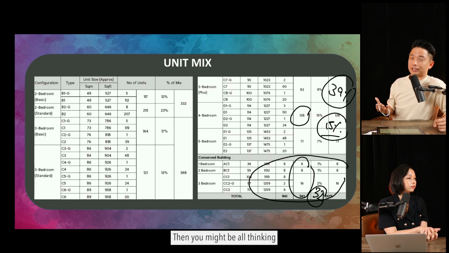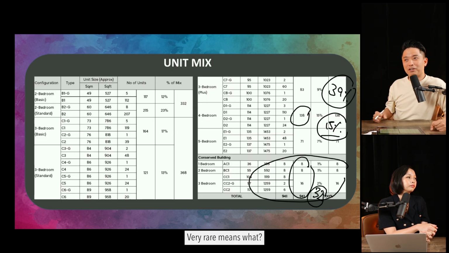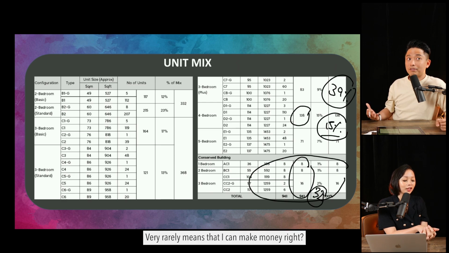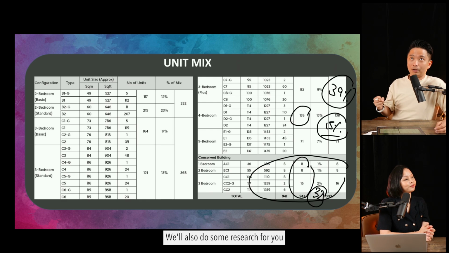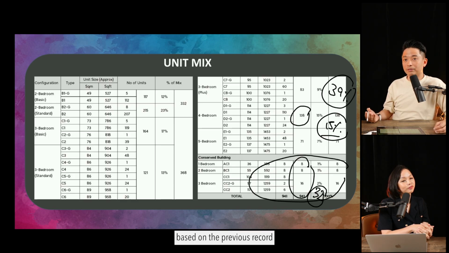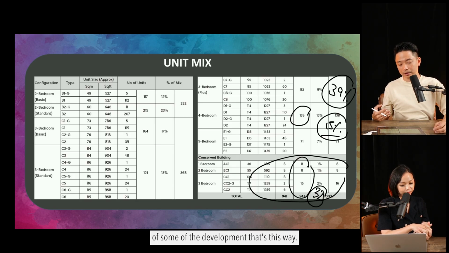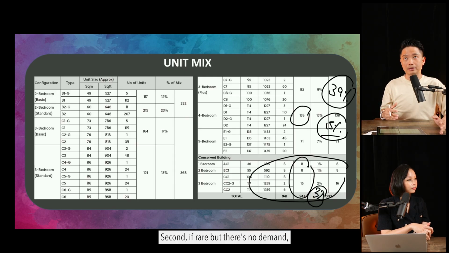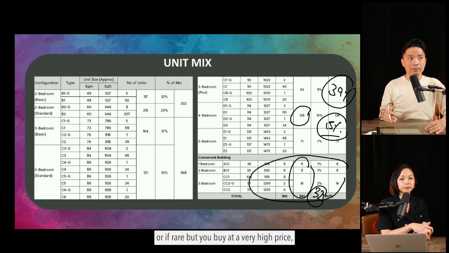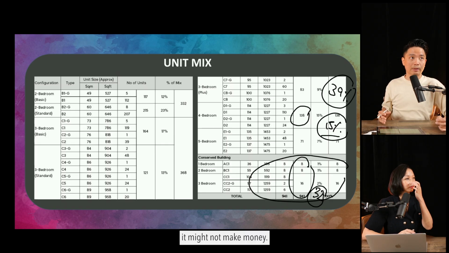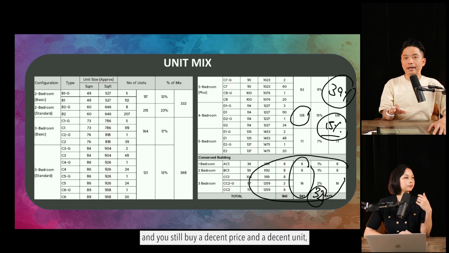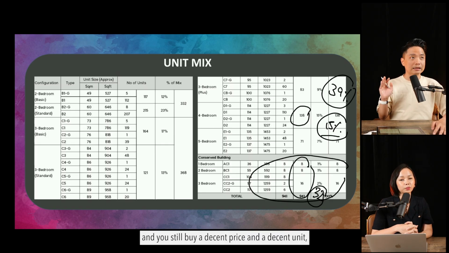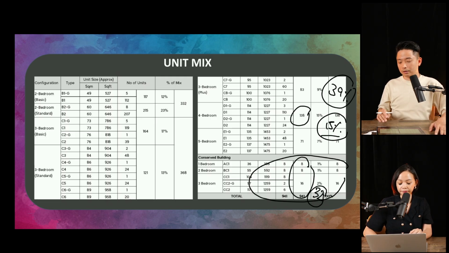Then you might all be thinking, this one is very rare, very rare means what? You think you can earn more profit? Very rare means that I can make money, right? We will also do some research for you based on the previous record of some of the developments this way. Did they make more money? That's one thing. Second, if it's rare but there's no demand, or if it's rare but you buy at a very high price, it might not make money. Of course, if it's rare and you still buy at a decent price and a decent unit, then it's a good thing. So we'll go through later.